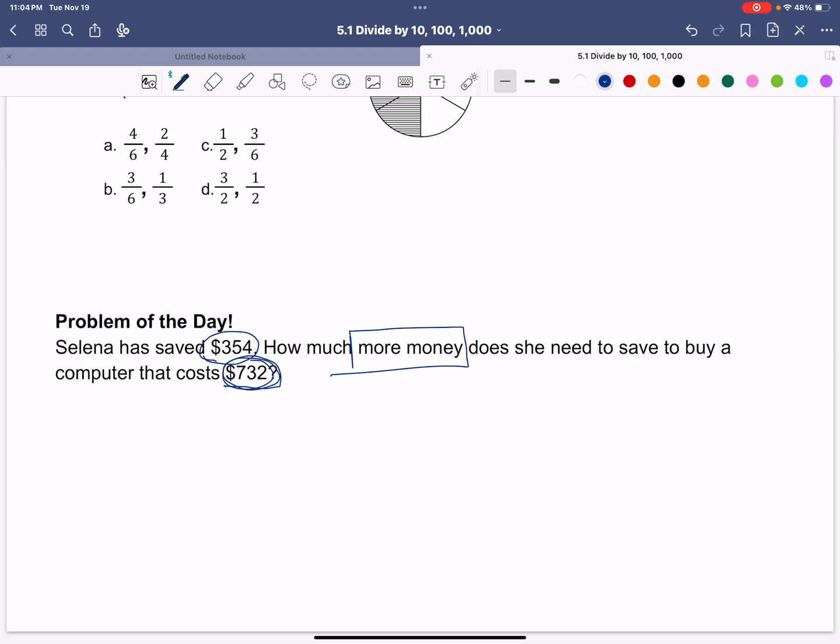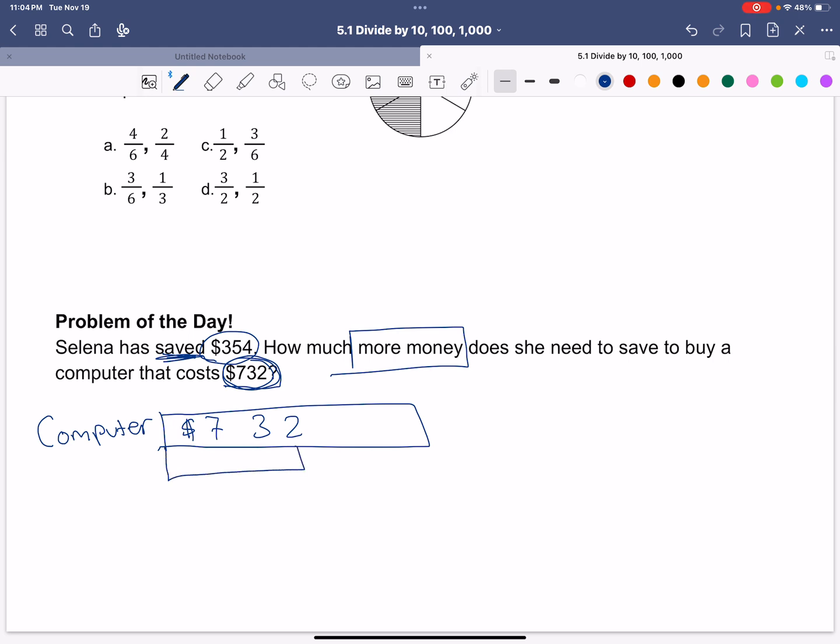Okay. Alright, so if I'm understanding correctly, she wants to buy a computer, right? The computer costs $732, right? Now it says that she's saved this much money and she needs some more money to buy it, right? So she doesn't have all the money. So far she has saved $354. Now she needs some more money. We don't know how much more.